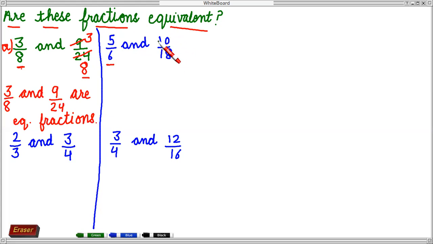So it is the table of 2. 2 times 5 is 10. 2 times 9 is 18. Now, is there any table in which 5 and 9 both will come? The answer is no. So this is the simplified version. Now you can see here it is 5 by 6 and here it is 5 by 9. These both are different. So we can say 5 by 6 and 10 by 18 are not equivalent fractions.